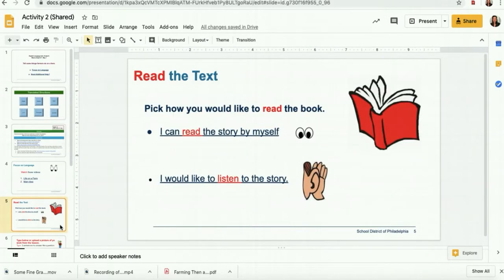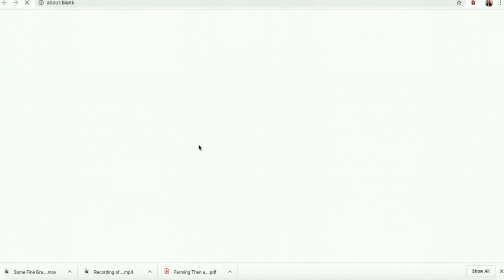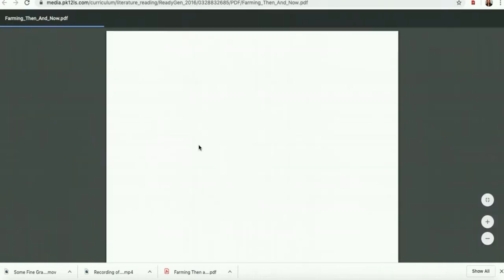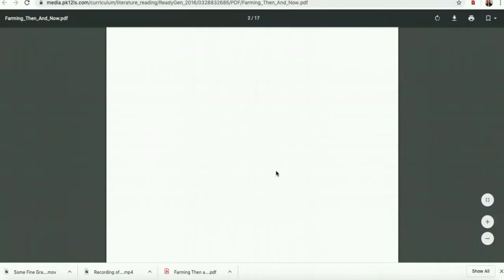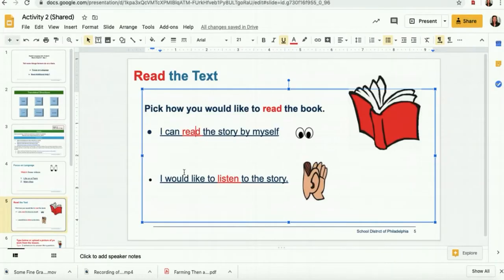So yesterday when you read the story Farming Then and Now, I brought up the PDF, which is just a copy of the text that you can go through. I'm not sure why nothing's showing up right now, but my internet's been a little wacky today. I read the story out loud to you using the PDF so that you could just see the story.